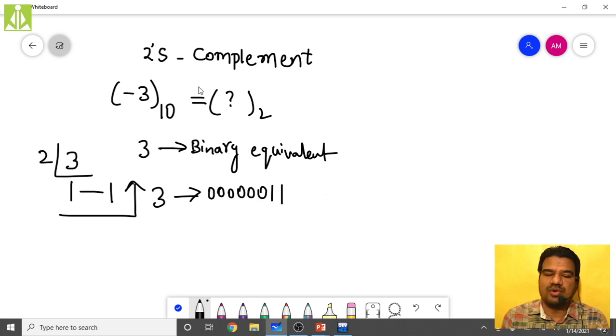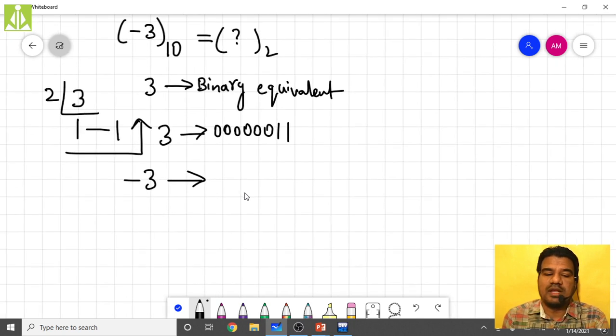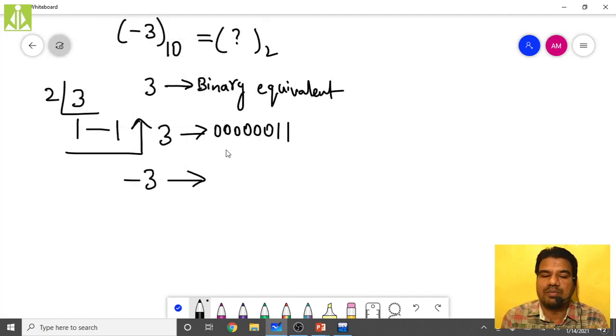So now what I have to do, I have to find out the 2's complement of this number. To get the negative number, negative 3, simply whatever binary value you got, find out the 2's complement of that value. Finding the 2's complement is very easy.